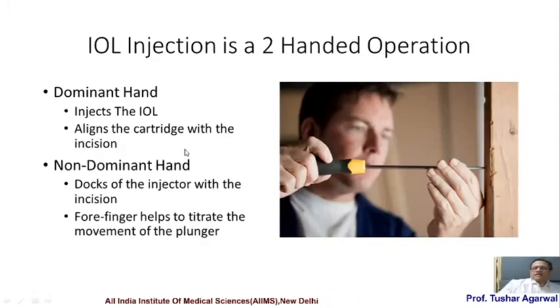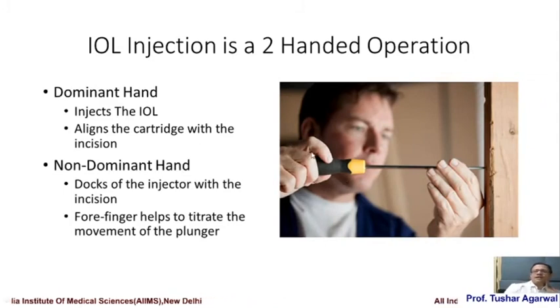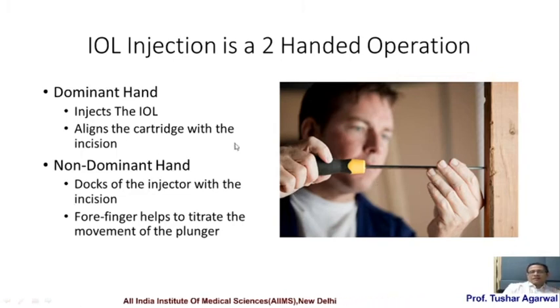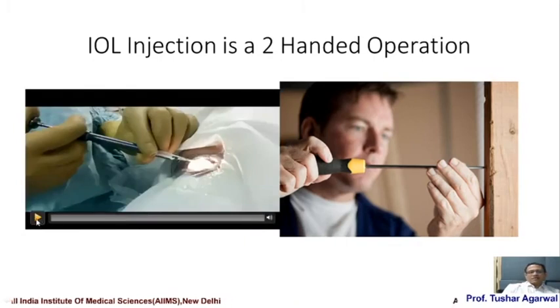The thing to be learnt in this is that it is a two-handed operation. If I'm talking about a right-handed person, your dominant hand is doing two things. It's injecting the IOL and it is keeping the cartridge aligned with the incision. That's the job of the right hand. And the left hand, on the other hand, is doing two things. One is it does the initial docking. The dominant hand is doing the alignment. This is doing the initial docking, and you are using the forefinger of the hand to.